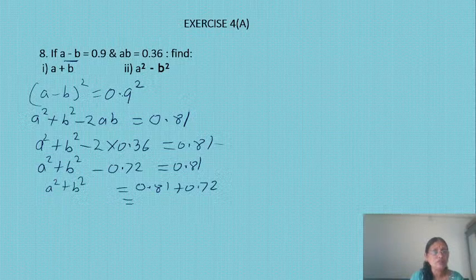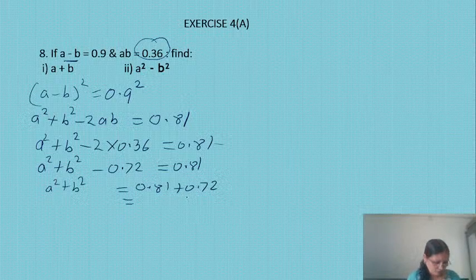A minus B the whole square is 0.9 square. A minus B the whole square is A square plus B square minus 2AB. We either write A square minus 2AB plus B square, or we write this. Same. And 0.9 square is 0.81. So AB value is given 0.36. We put it over here. 2 multiplied by 0.36 is 0.72. Okay.